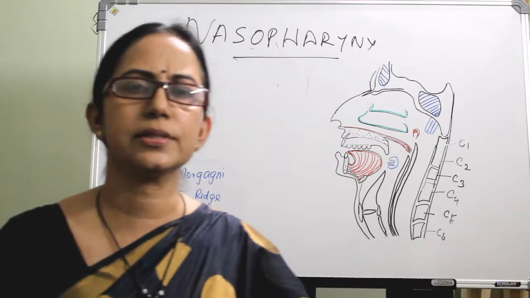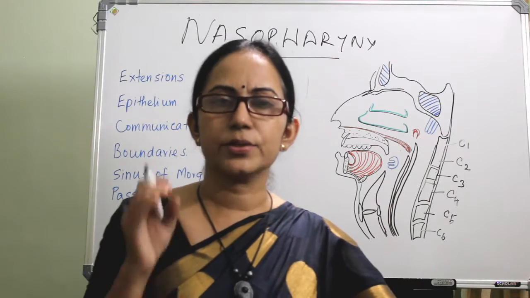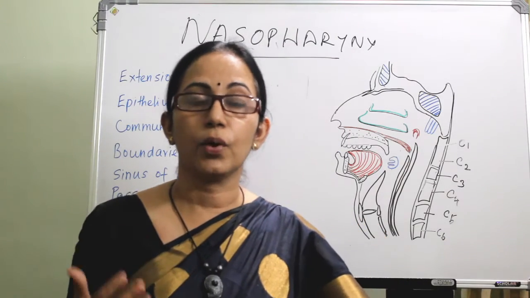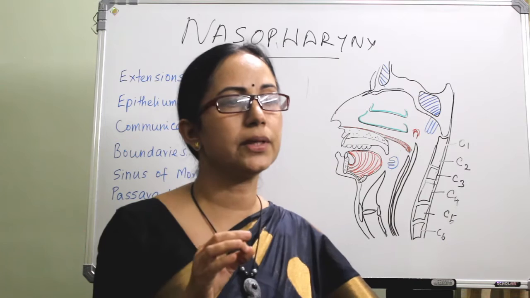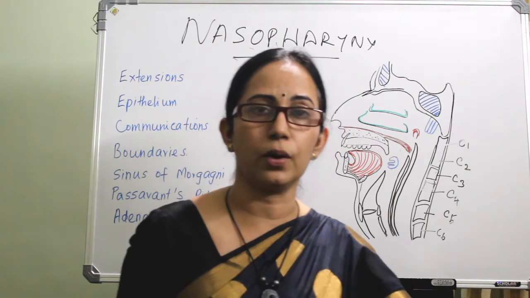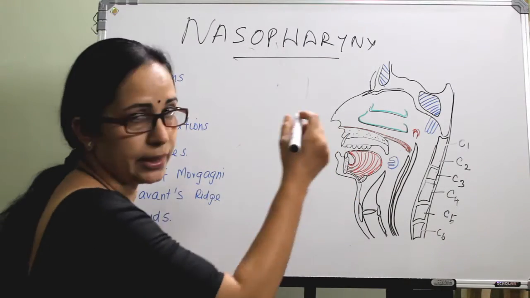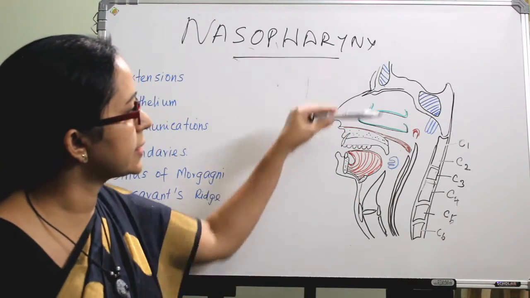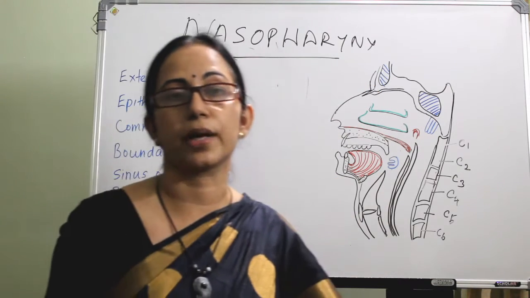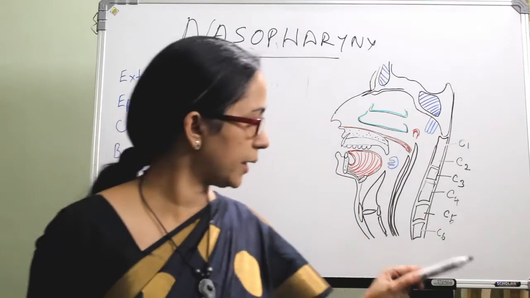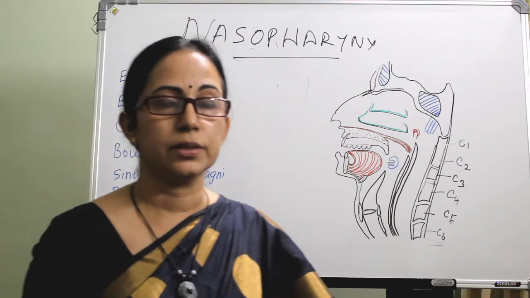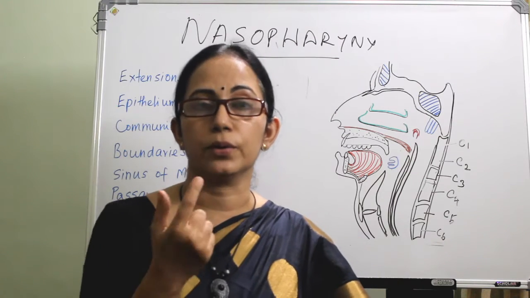So what is this nasopharynx? Nasopharynx is actually a part of pharynx. So the next question will be, what is this pharynx? The word meaning of pharynx is tube, and actually the pharynx is a tube of around 12 to 14 centimeters in length, extending from the base of skull up to the lower border of cricoid cartilage, which corresponds to around the C6 vertebra. So you can palpate the cricoid in your own neck.